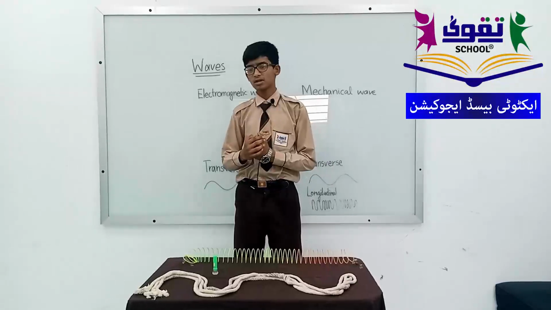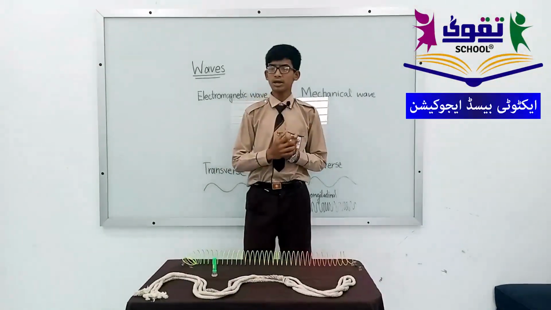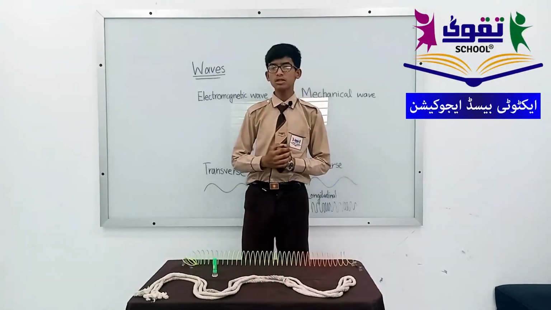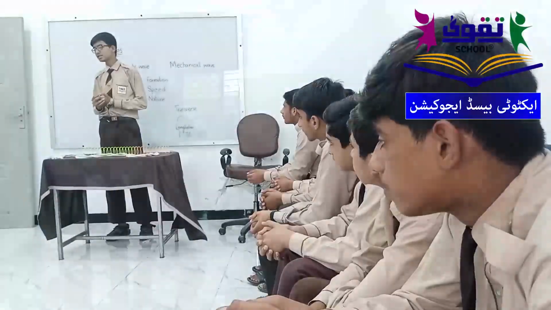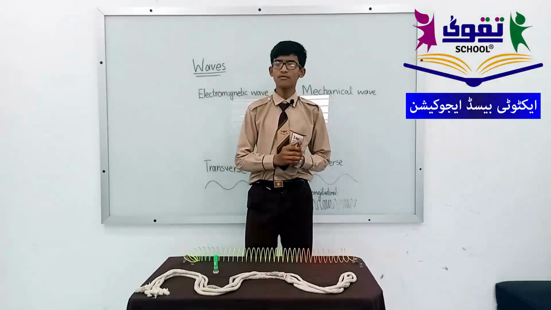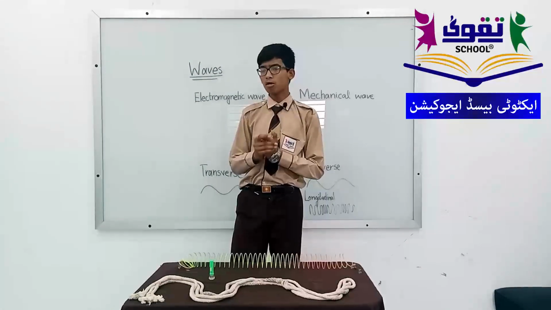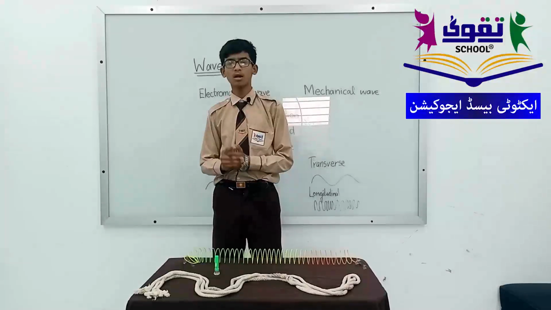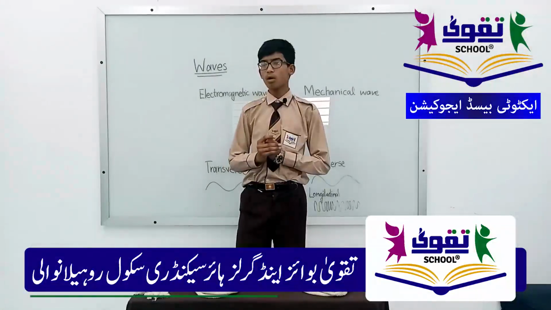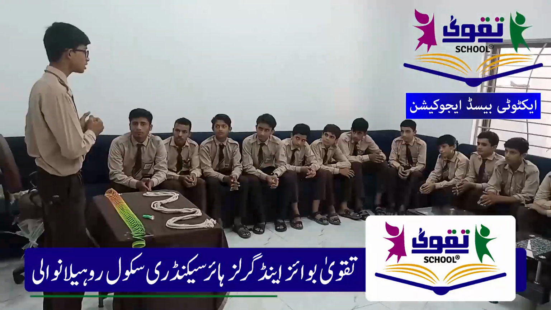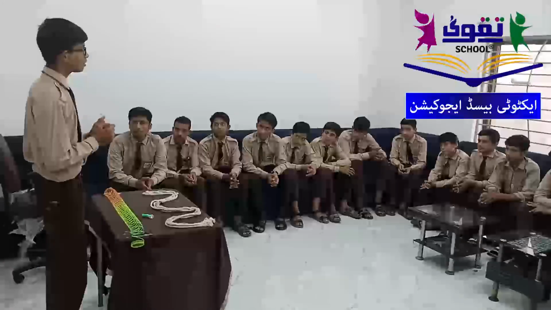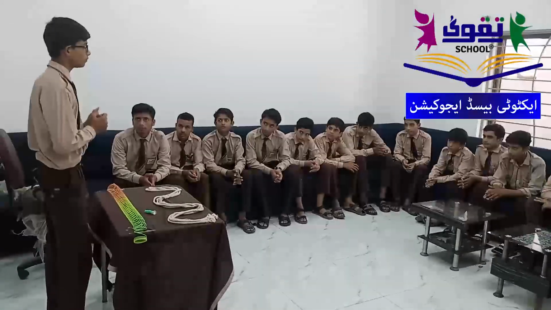What is the audible frequency range? Humans cannot hear all the frequencies. Humans can only hear from 20 Hz to 20,000 Hz, which is called the audible frequency range. Sound having a frequency lower than 20 Hz is called infrasonic. Now what is ultrasonic? Sound having more than 20,000 Hz is called ultrasonic.